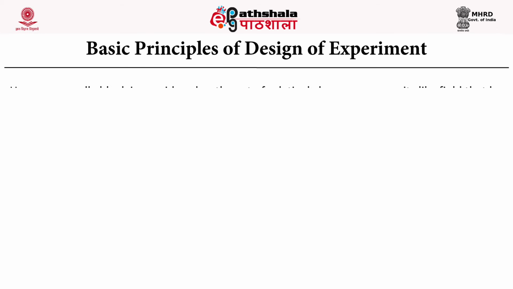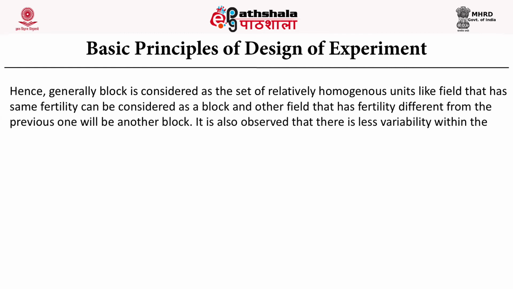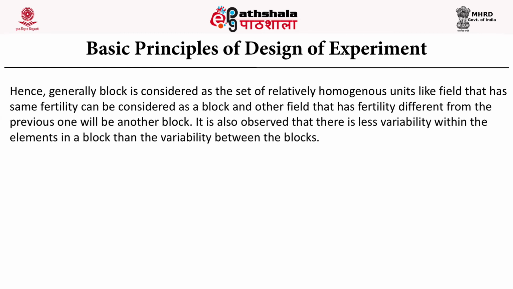Hence, generally a block is considered as a set of relatively homogeneous units. For example, fields that have the same fertility can be considered as a block, and other fields that have fertility different from the previous one will be another block. It is also observed that there is less variability among the elements in a block than the variability between the blocks.